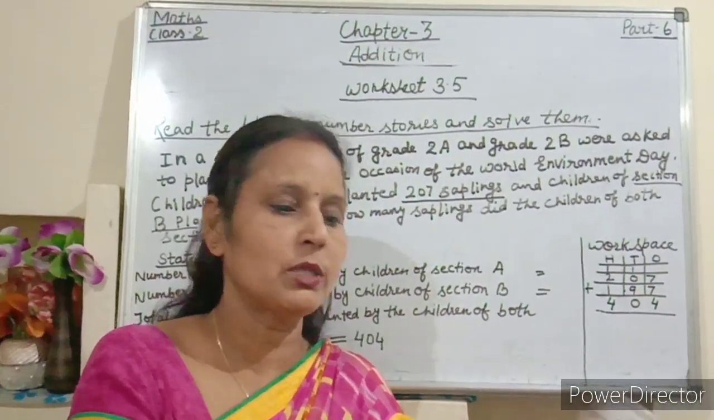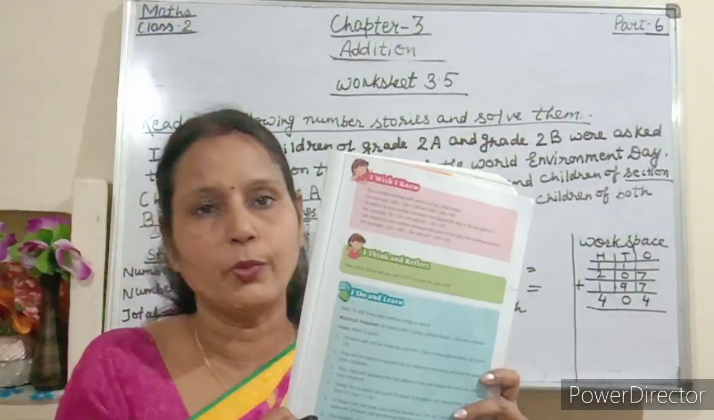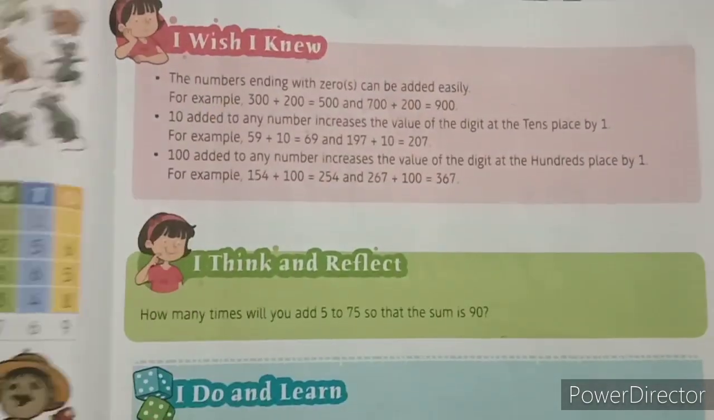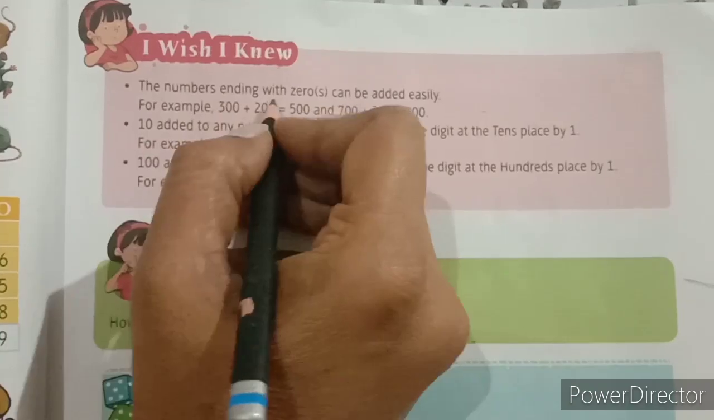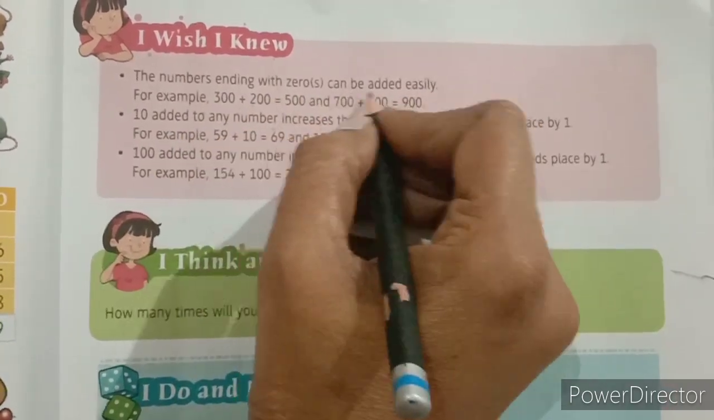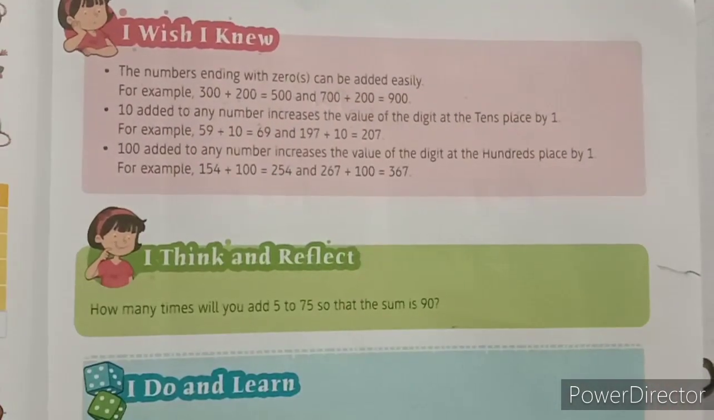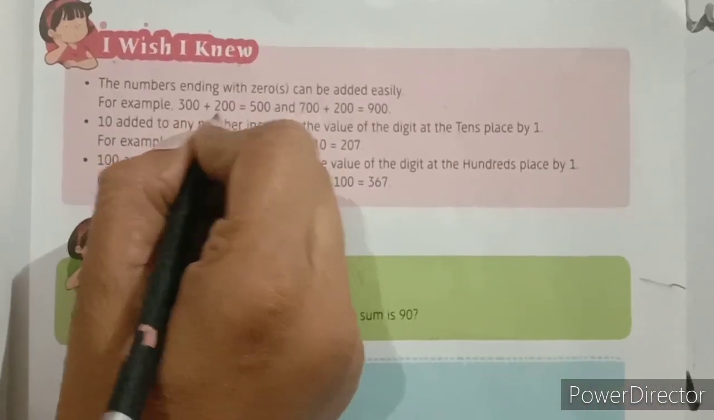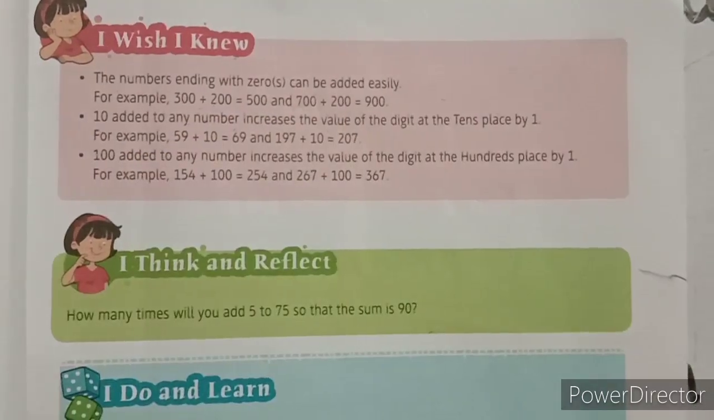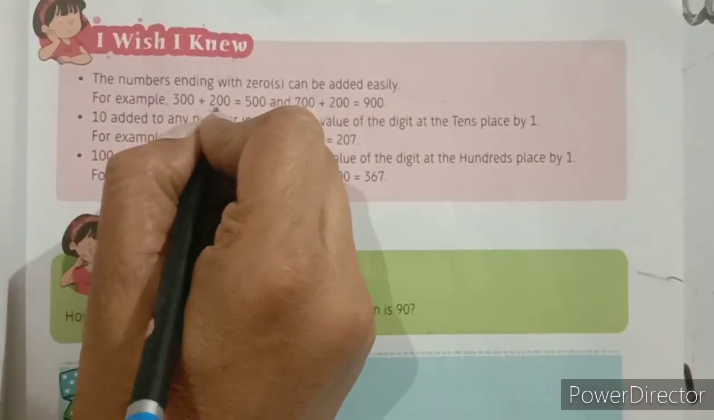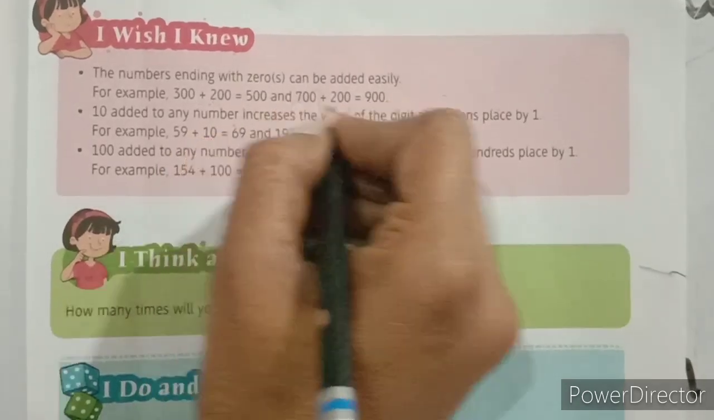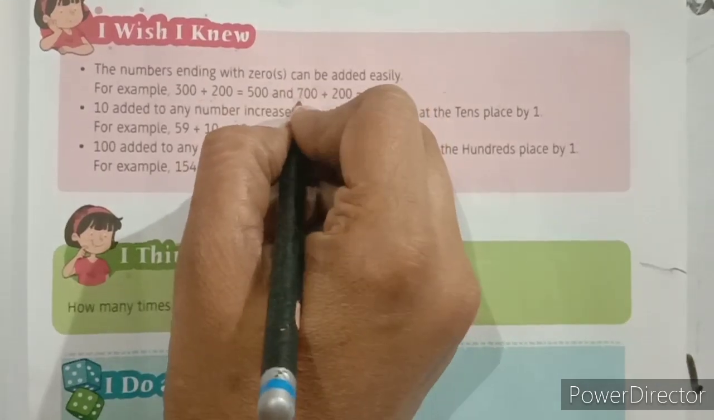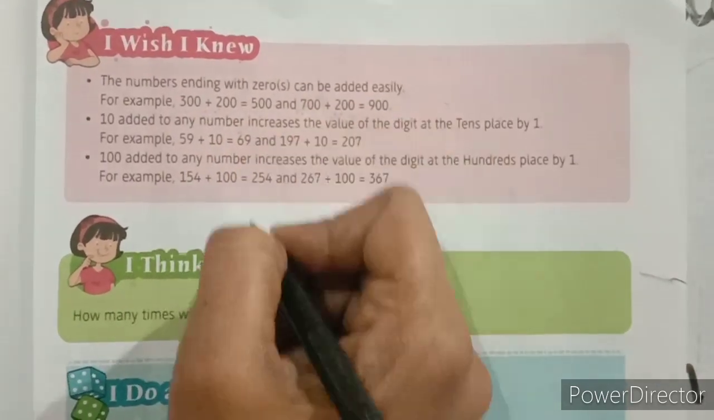Now students, we will do some questions from the course book. So start, students. I wish I knew. See, the numbers ending with zeros can be added easily. See how? Here is an example. 300 plus 200 is equal to 500. See, 300, 400, 500. And 700 plus 200 is equal to 900. How? See, 700, 800, 900.